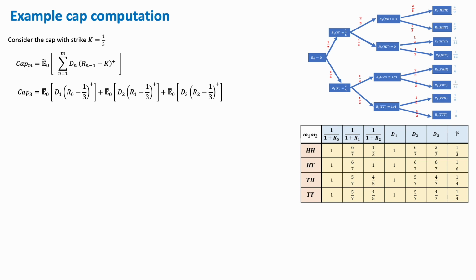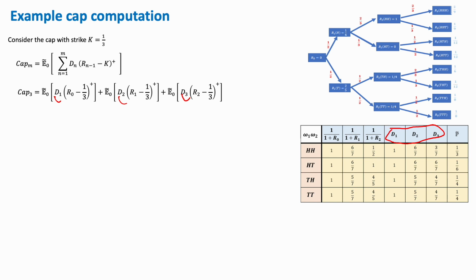So naturally, if you're looking at the cap 3, we just replace the m in this expression here by 3, so we have this thing here. And if we pay close attention, the thing that we need to be able to find is these discounting factors. We already have that. We computed that before, so that's fine.